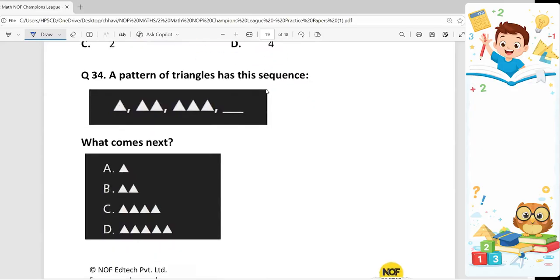34th. A pattern of triangles has this sequence: 1, 2, 1, 2, 3. Now what will come? 1, 2, 3, 4. Means 4 triangles should come to match this pattern. And therefore option C is the correct one because it has 1, 2, 3, 4 triangles.